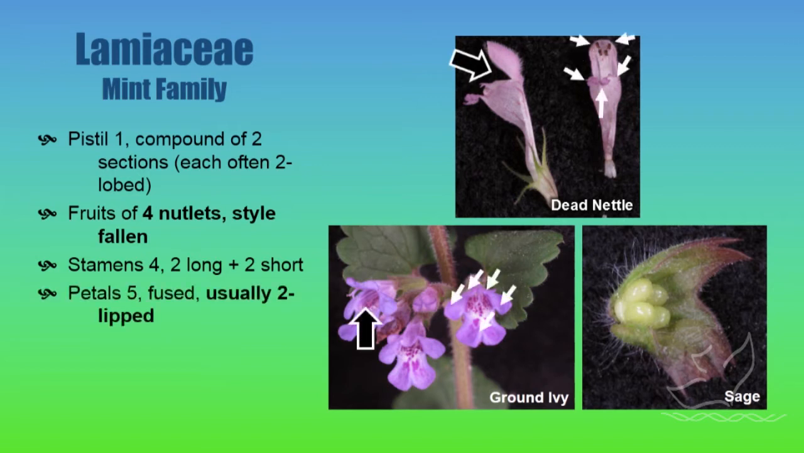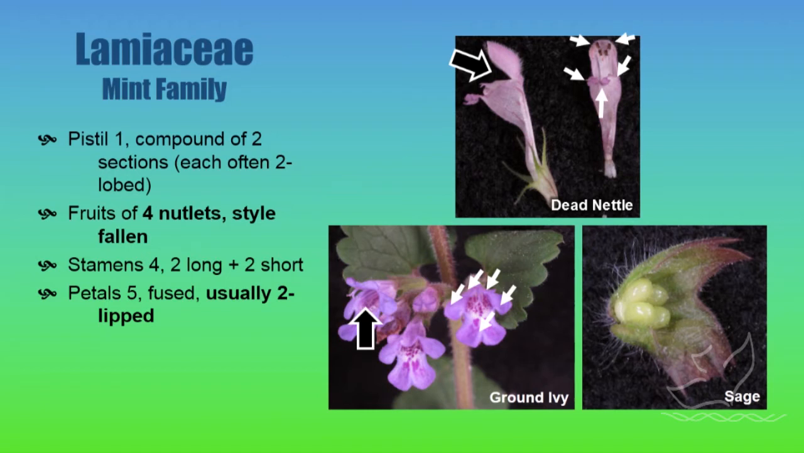Petals are 5, and they usually form a 2-lipped flower. So now I need to explain that a little bit. You have the 5 petals. You have 3 on the lower side that fuse together more strongly together to form a lower lip. The 2 on the upper side are more strongly fused together to each other, and they form an upper lip.